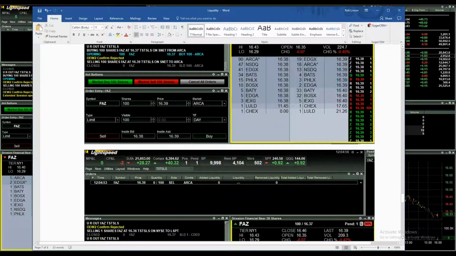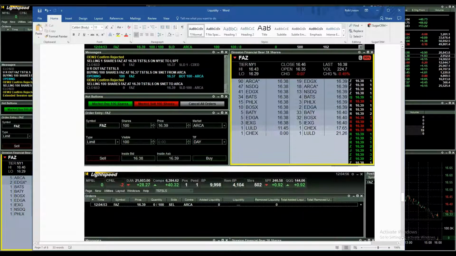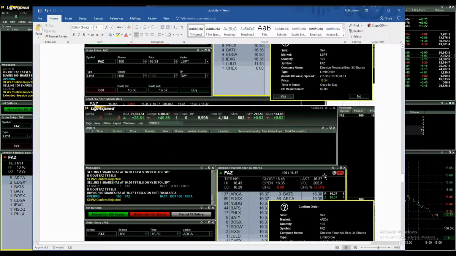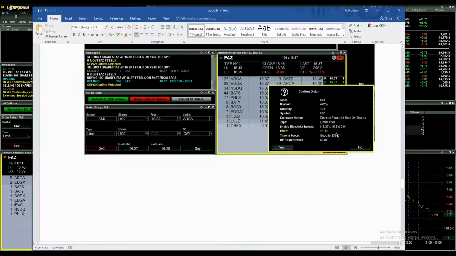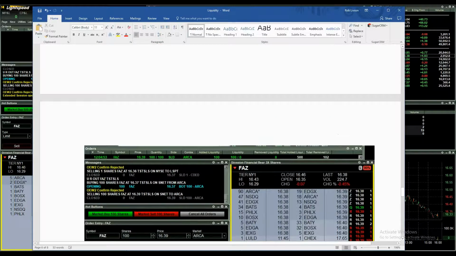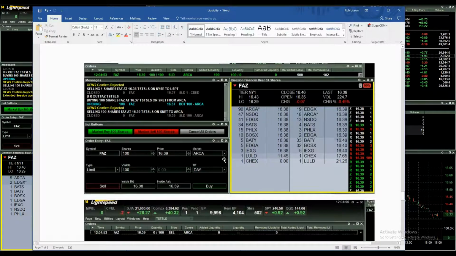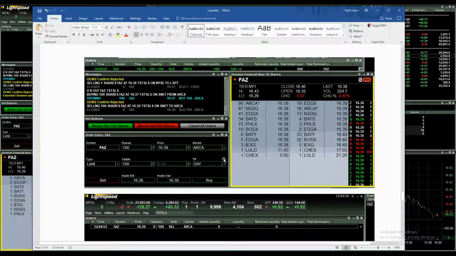Okay, we have another one. So here's the answer to this one, selling 100 at 1639. The stock came up to my price very quickly, and you can see it sold, and I got the add liquidity 100 shares. So I was able to set my target, the stock came to me, and I was able to qualify for that rebate.